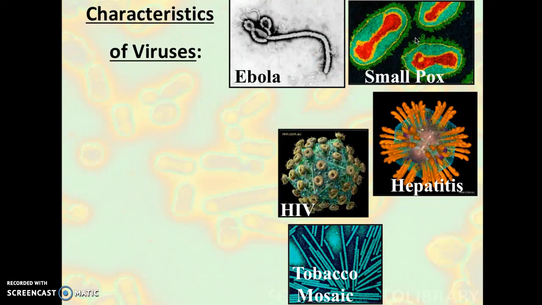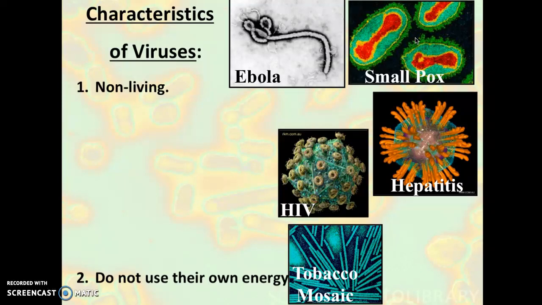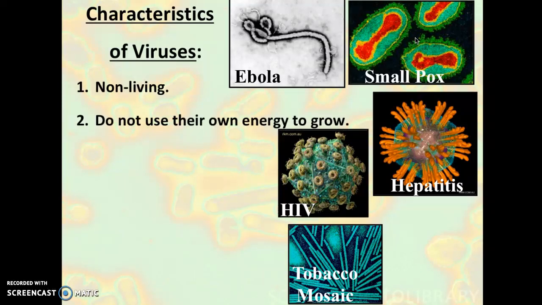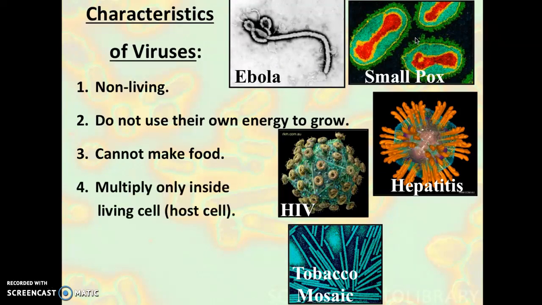So some characteristics are that viruses are non-living, so they are not alive. They do not use their own energy to grow. They cannot make food because they are non-living. And they only multiply inside of a living cell, which is called the host cell. So they have to have a host cell in order to multiply.